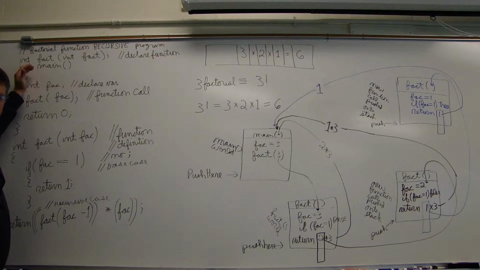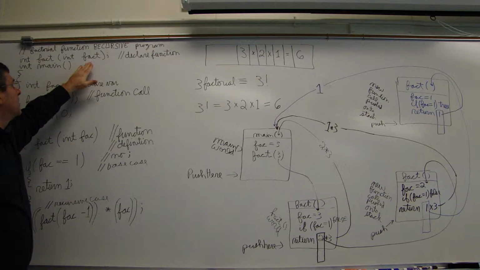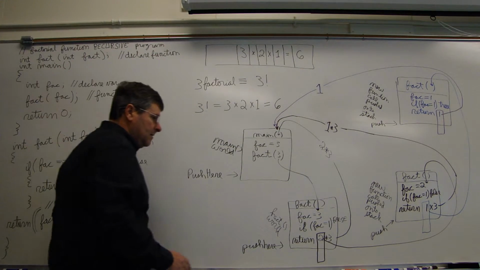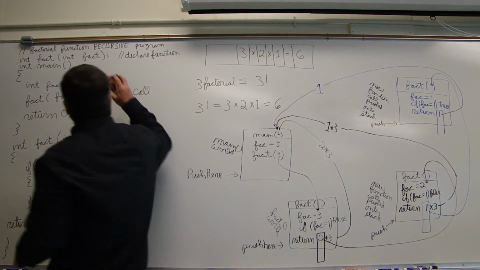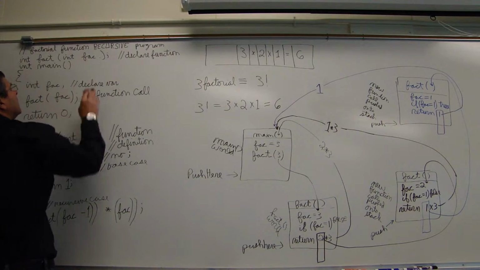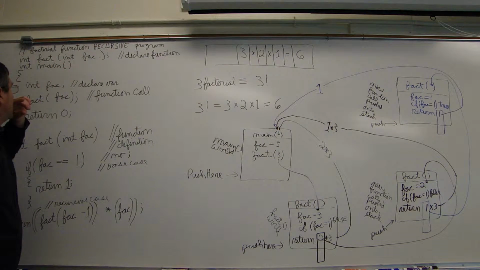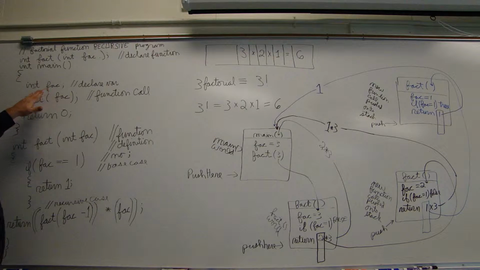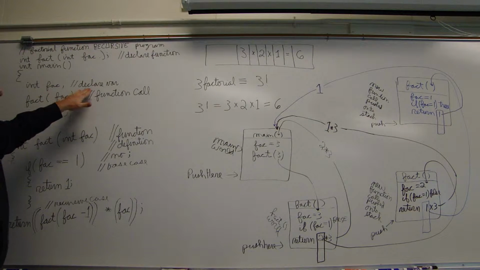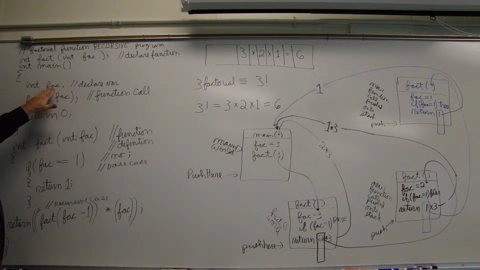Every C++ or Java program has a main, and before the main you must declare a function. I have a fact function. It's of int type, and then I have an argument called fac. And the argument to the function is of int type. Now we enter into the main, and I'm declaring variables, and I have a variable called fac.